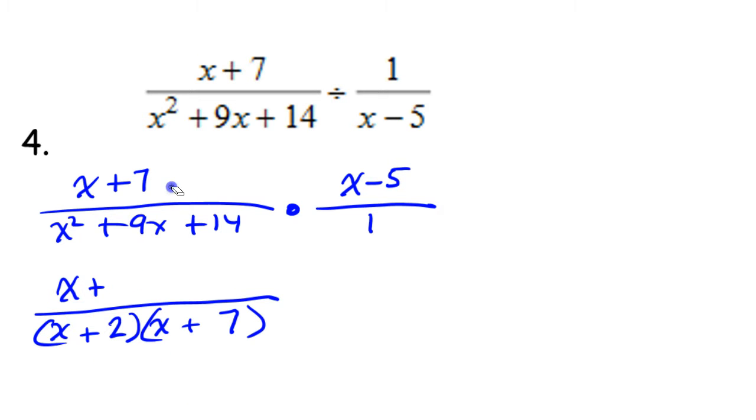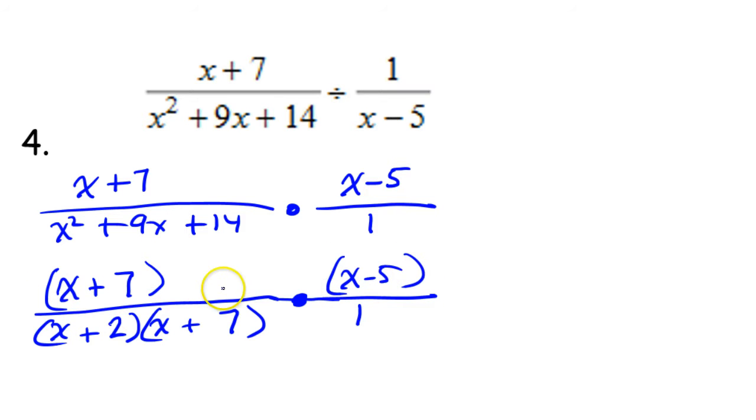It's a horrible 7. Let me try that again. 7. Alright, now I've got times x minus 5 over 1. Now I'm going to treat this like one big fraction. I'll just put everything in parentheses to make it clear where one factor ends and the next factor begins.